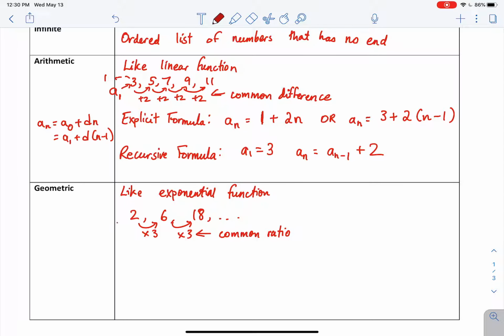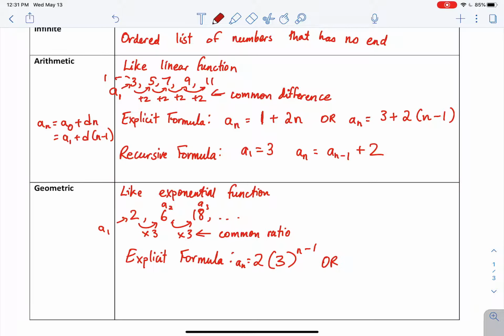And again, we can label this the same way. This is a sub 1, a sub 2, a sub 3, and so on. We can write both explicit or recursive formulas for it. So for explicit, I can go to the first term. So I can say a sub n equals 2 times, well, 3 is the common ratio, to the n, but I need to adjust it because I used 2, so I need to do n minus 1, just like I did with the arithmetic one.